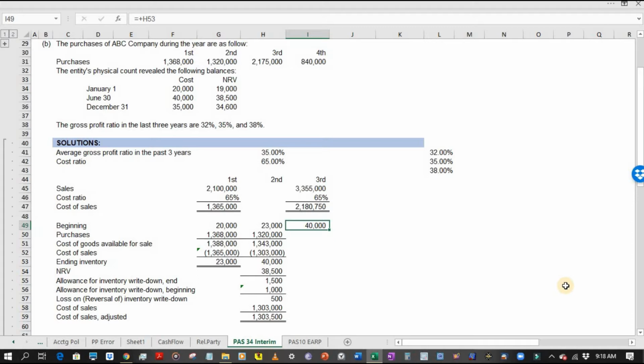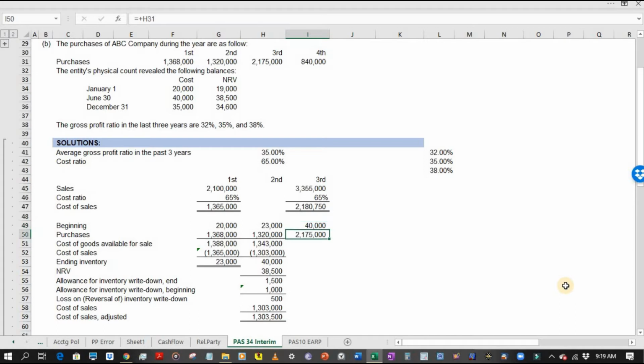Again, if the allowance method is being used, the computation of the initial cost of sales before the adjustment must be the inventory at cost, both for the beginning and ending inventory balances. So for the third quarter, we are going to use the cost instead of the NRV. So that is 40,000 pesos. And that is only under the allowance method because if we are using the direct method, the presentation is different, but the answer is still the same.